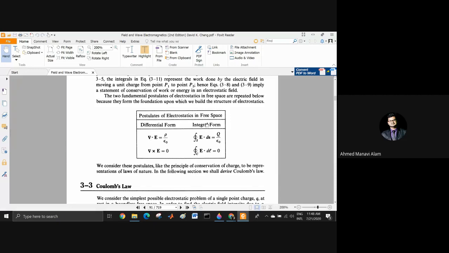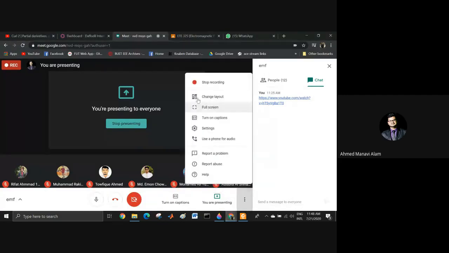And here we see the integral form. Electric field intensity dot product with the surface, and electric field intensity dot product with the line. So with the surface it comes Q by epsilon naught, and with the line it becomes 0. So these postulates মানে স্বতঃসিদ্ধ বা শর্ত. So we consider these postulates, like the principle of conservation of charge, to be a representation of laws of nature. In the following section we shall derive Coulomb's law, মানে আমরা এগুলো থেকে আস্তে আস্তে Coulomb's law তে যাব. So thank you everyone for your patience, আজকের ক্লাস এখানেই শেষ হলো.